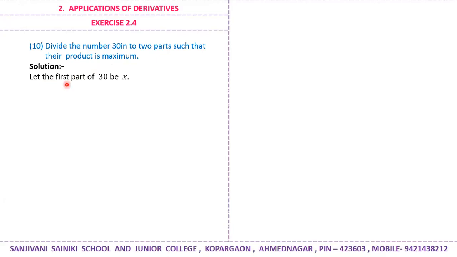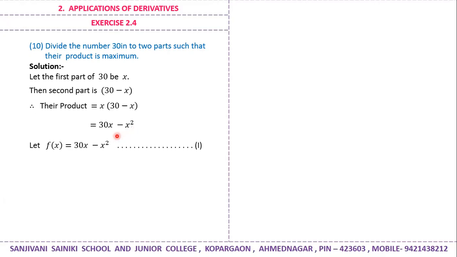So let the first part be x. Now if x is the first part, obviously the other part is 30 minus x, so that their sum is 30. Now their product is maximum. So what is the product of the first and second part? It is x into 30 minus x, so that is 30x minus x square. So this is our function which we have to maximize. So let f of x is equal to 30x minus x square.